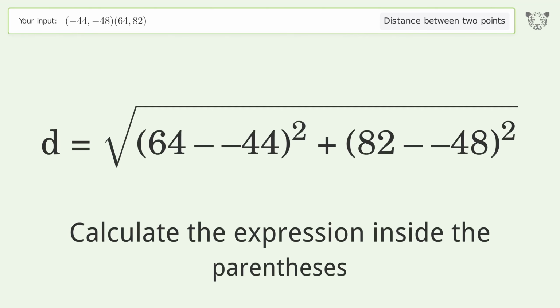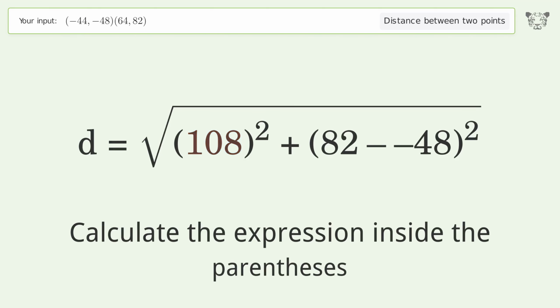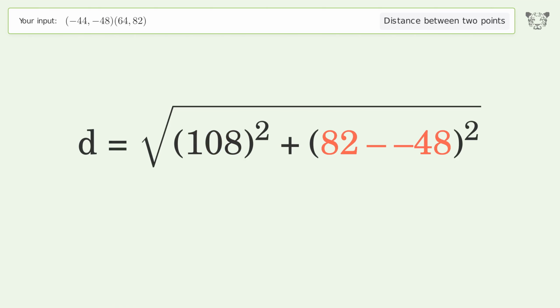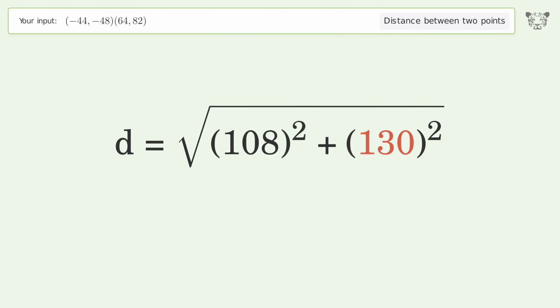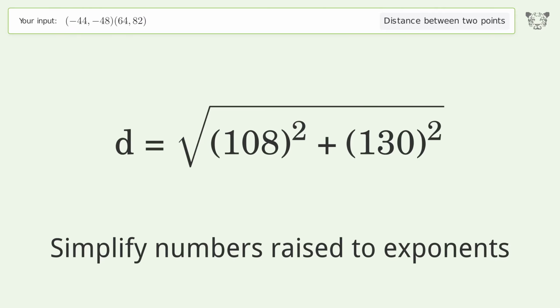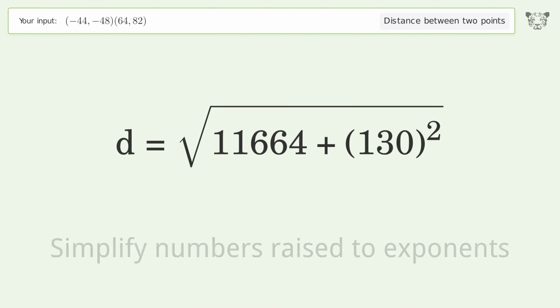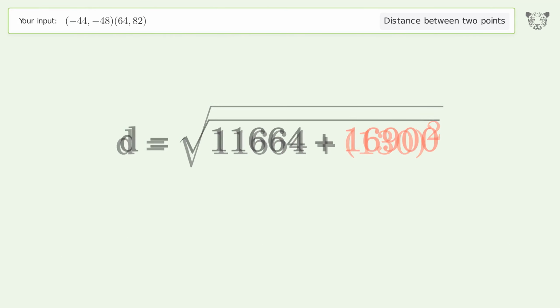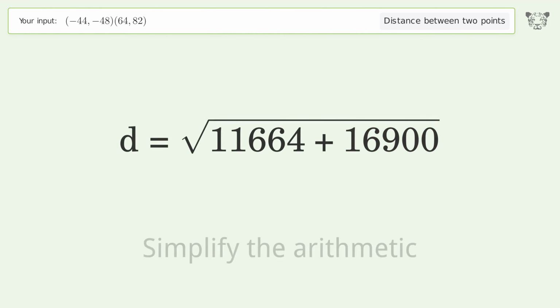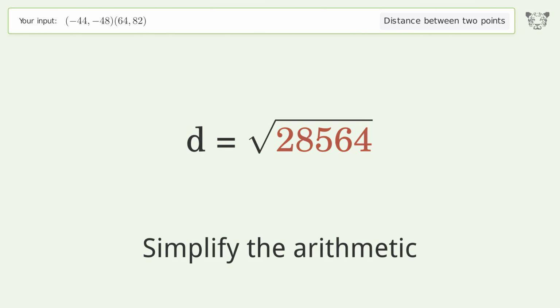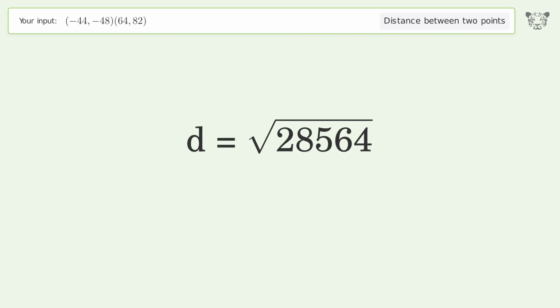Calculate the expression inside the parentheses. Simplify numbers raised to exponents. Simplify the arithmetic. And so the distance between the 2 points is the square root of 28,564 or 169.009.